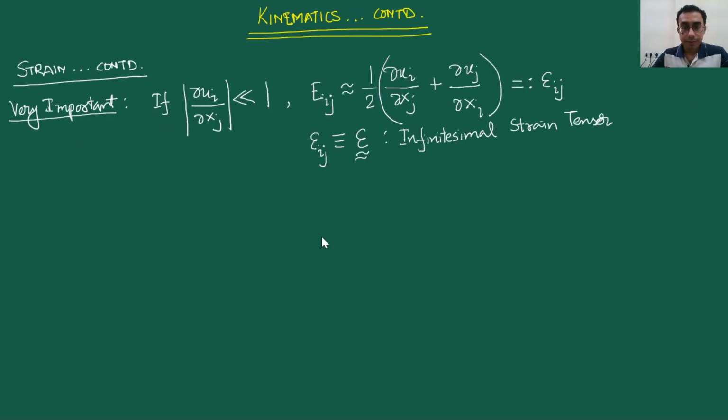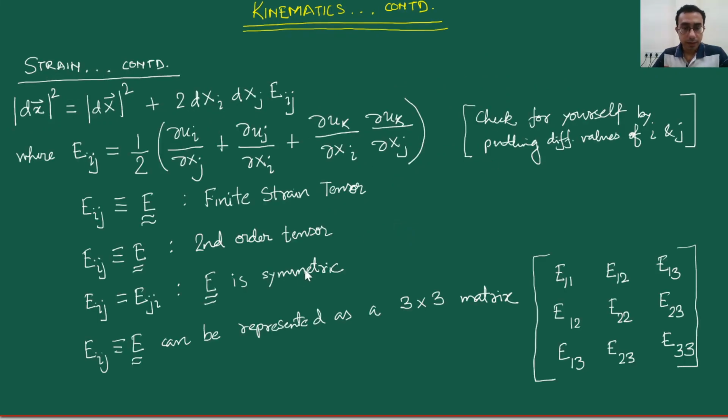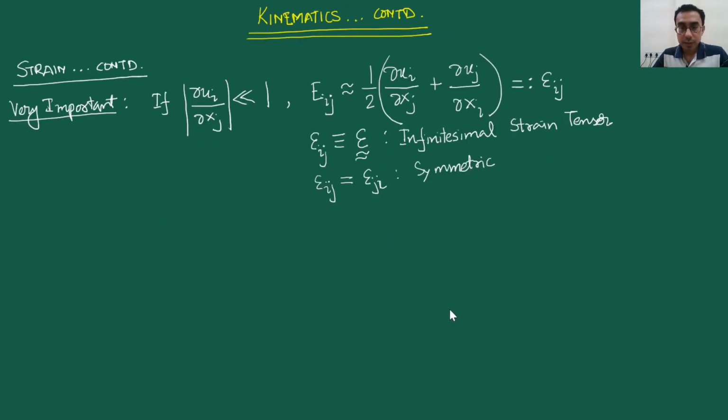Similarly here, epsilon ij will be equal to epsilon ji. So, symmetric. And you see that this Eij can be represented as a 3 into 3 matrix. Similarly, this epsilon ij can also be represented as a 3 into 3 matrix.